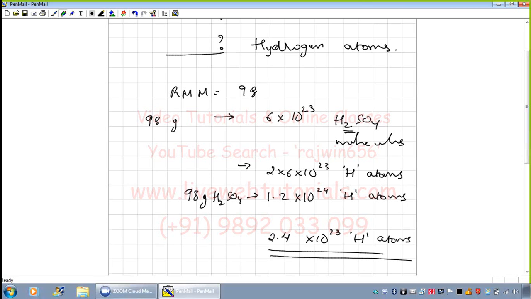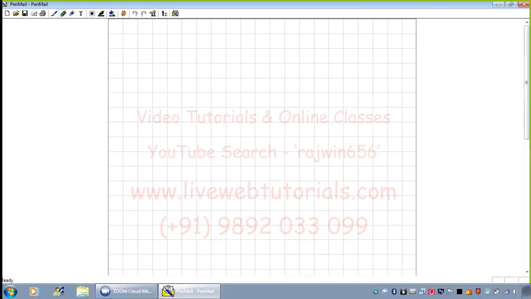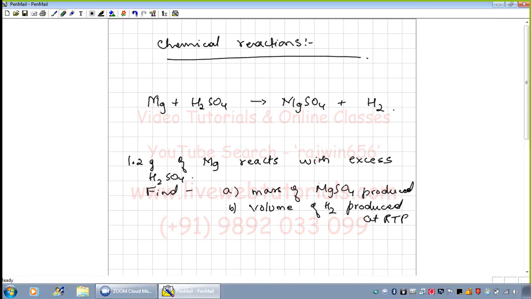Okay, that's clear. Yes. Now we'll take examples based on chemical reactions. The balanced reaction equation is given to you. Here 1.2 grams of Mg is reacting with excess of H2SO4. We are supposed to find the mass of MgSO4 produced and the volume of hydrogen that is produced at RTP. Okay. Now first of all, what we are going to consider over here is the mole ratio. Here there are no numbers indicated, which means the number of moles of each of these substances is 1:1:1:1.